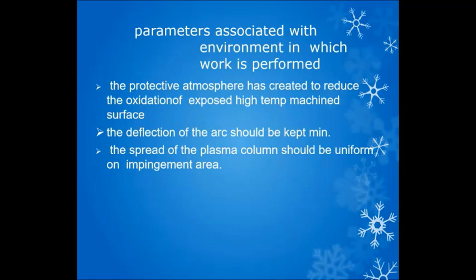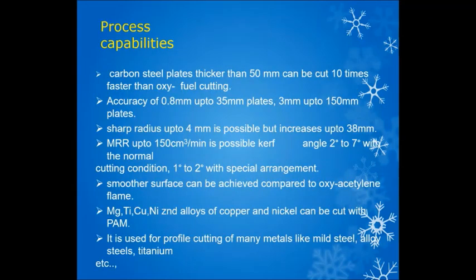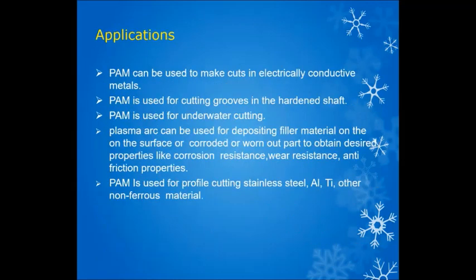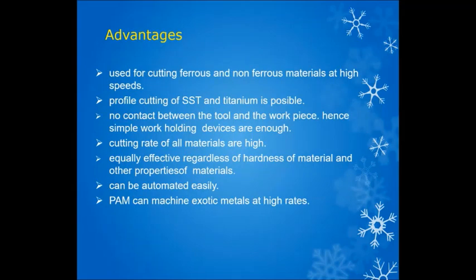Carbon steel plates thicker than 50 mm can be cut about 10 times faster than with an oxy-fuel cutting system. Applications include cutting grooves in hardened shafts. Plasma can be utilized for these applications. The advantage is that it takes less time compared with the conventional machining process. Sharp corners are difficult to make using plasma arc machining.